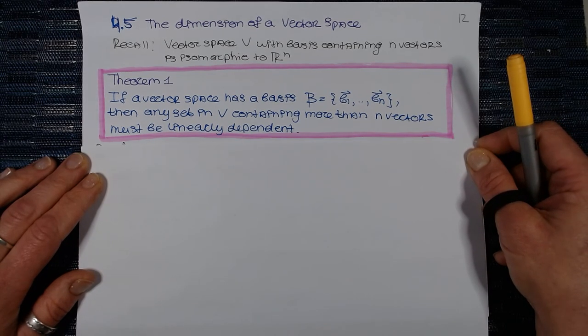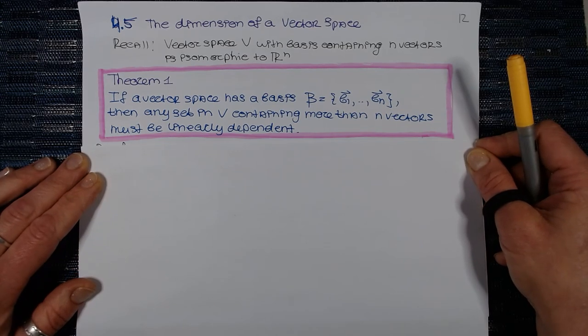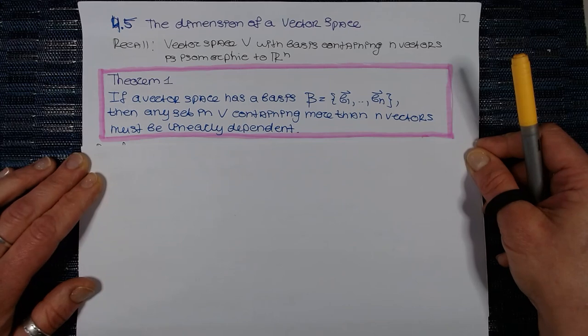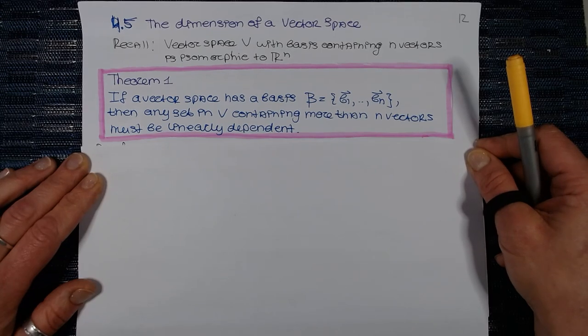So 4.5, a lot of it is still a review, right? So we did this at the end of chapter 2. And just now we're doing this for a more general vector space where my vectors don't necessarily have to be vectors in Rn. But we'll talk about dimension of the vector space again, and maybe just go a little bit more in depth into proving theorems for this.